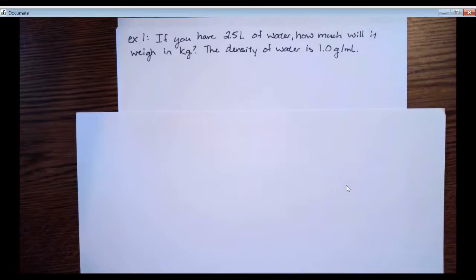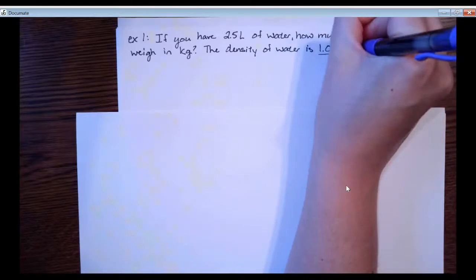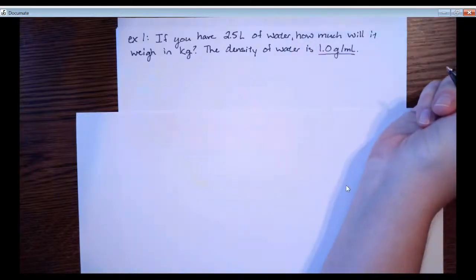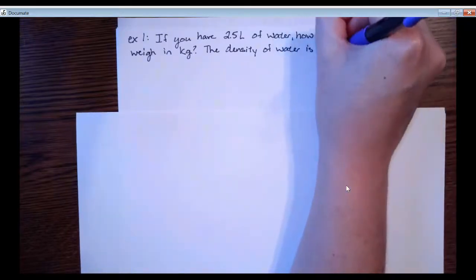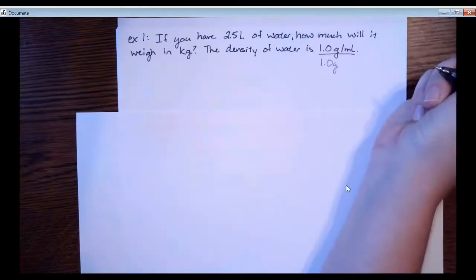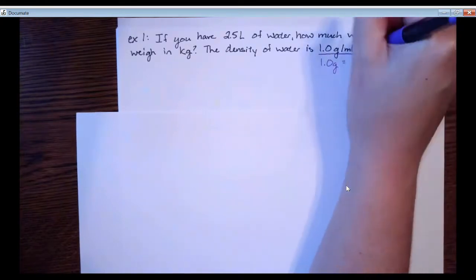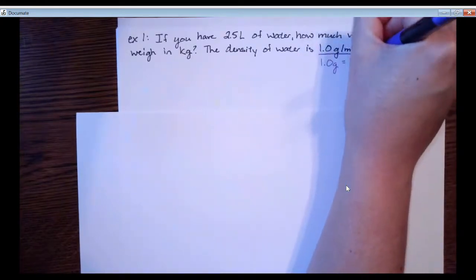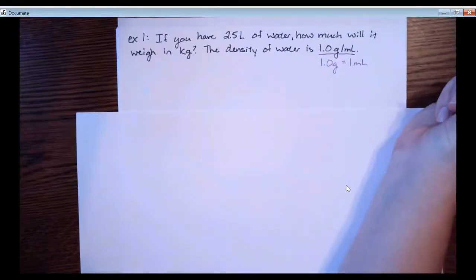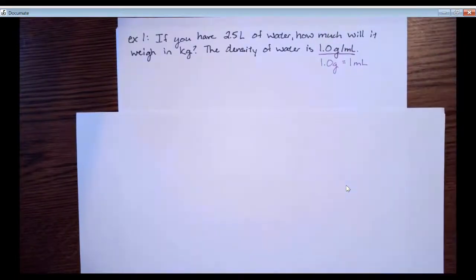Okay, so let's go ahead and try out some example problems. If you have 2.5 liters of water, how much will it weigh in kilograms? And we're told that the density of water is 1.0 grams per milliliter. So the first thing I want to do is think about this quantity right here. This is telling me that 1.0 grams, if it's per milliliter, it's per 1 milliliter. So I can say that 1.0 grams is equal to 1 milliliter. And that's going to be a conversion factor that I will use in my problem. Otherwise, let's go ahead and walk through those steps.